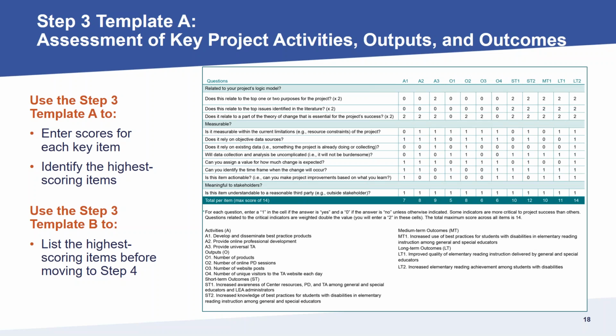possible indicators. First, I want to point out that there are 3 overarching categories of questions. Those 3, if you look on your screen at the light green shaded rows, are: Is it related to your project's logic model? Is it measurable? Is it meaningful to stakeholders? Now I'm going to pause a moment and let you read the questions under each of those green shaded rows.